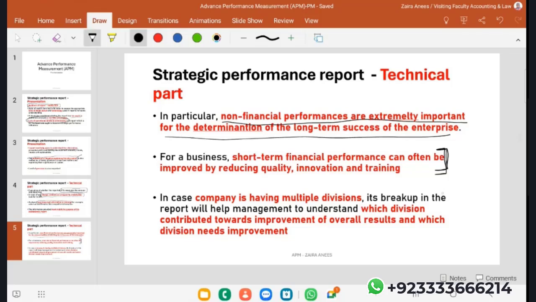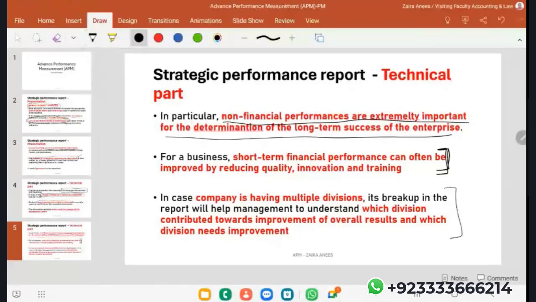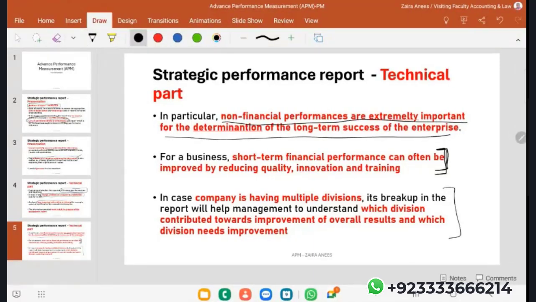If the company is having multiple divisions, your report should give an idea which division has actually performed well, and because of which division the company couldn't perform well, right? So these are a few generalized things which you should look at whenever you are looking at the strategic report, right?